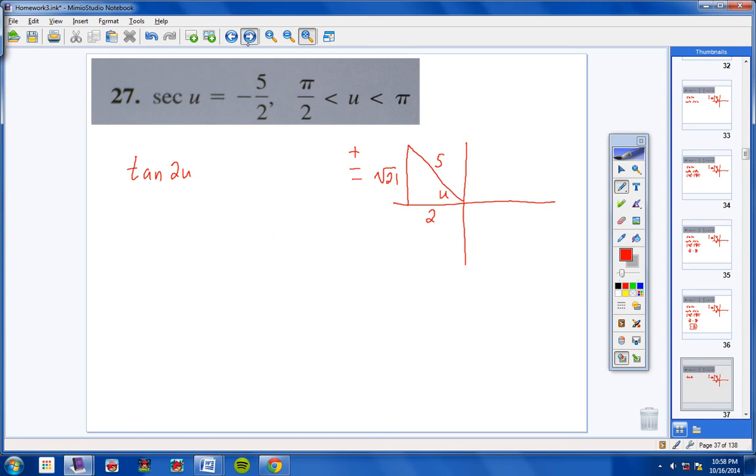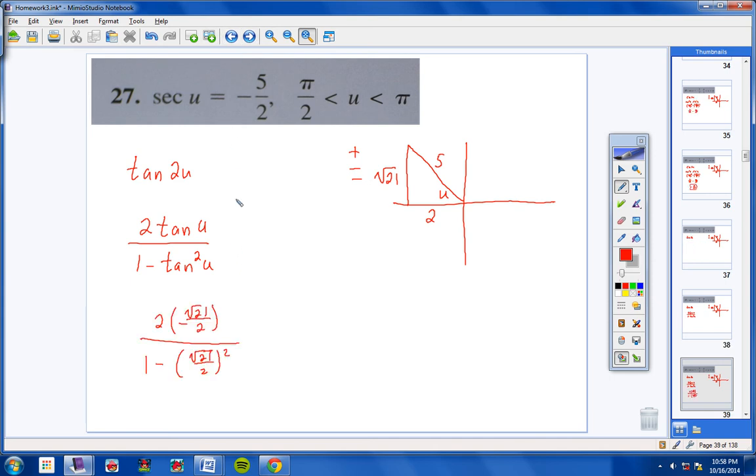Well, the substitution would be this right here: 2 tangent u over 1 minus tangent squared u. And then next, I'm going to put for tangent of u, negative square root of 21 over 2. And square root of 21 over 2 right here should be negative, actually. There we go. But it doesn't matter because we're going to square it anyways. But let's go ahead and continue on.